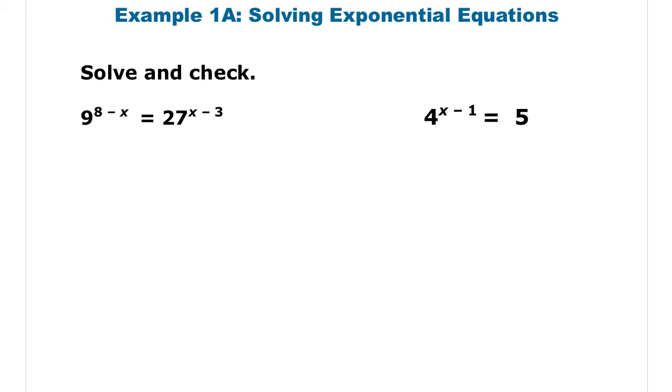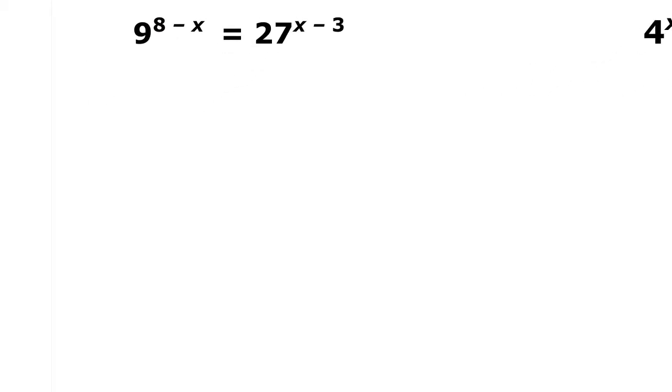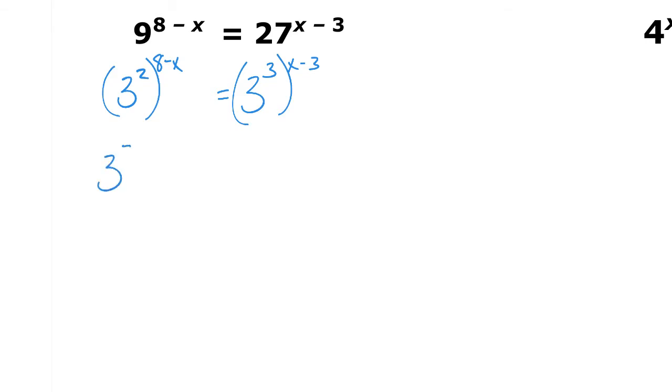When I look at this first example right here, the first thing I notice is that 9 and 27 are both products that we get when we take 3 to a power. So I'm going to rewrite these as 3 to a power. So 9 is 3 squared. That's going to be raised to the 8 minus x power. 27 is 3 cubed. That's going to be raised to the x minus 3 power. And now I'm going to remember that when I take a power to a power, we multiply. And so this is 3 to the power of 2 times 8 minus x equals 3 to the power of 3 times x minus 3.